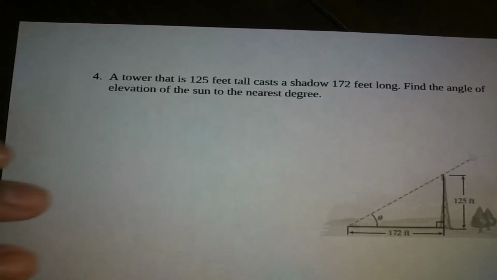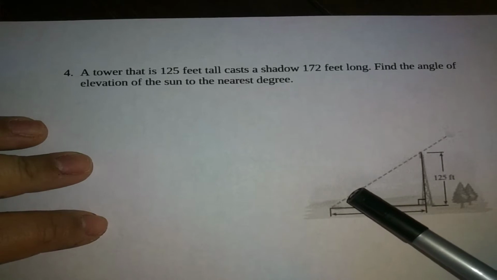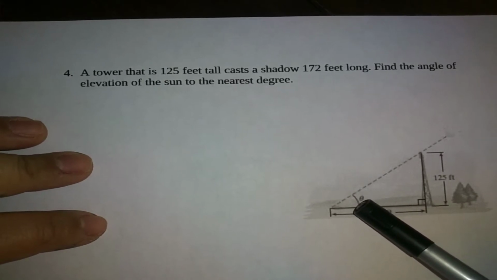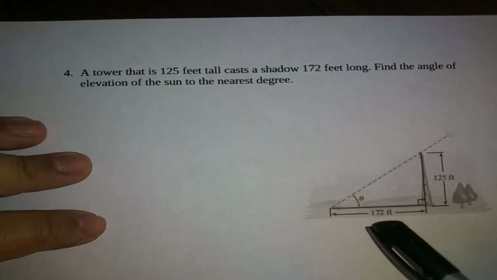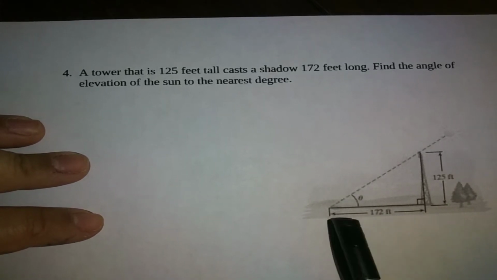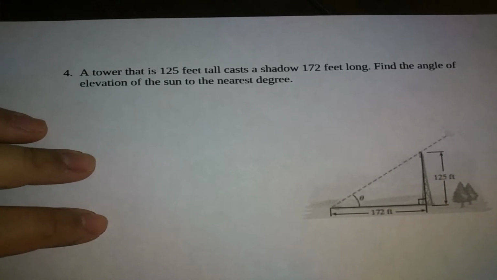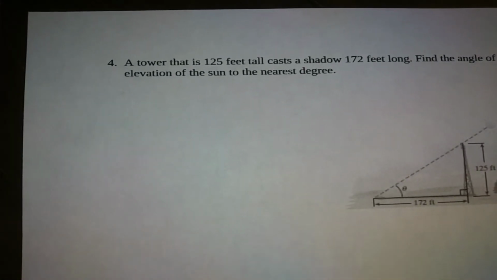So again, we have a nice drawing that'll help us figure this out. We can see we don't have the angle of elevation, which is what we are asked to find. We have the shadow. Why do things cast shadows and people want us to figure out stuff? I don't know. But the shadow is 172 feet long and the tower is 125 feet. So let's go ahead and figure this out.